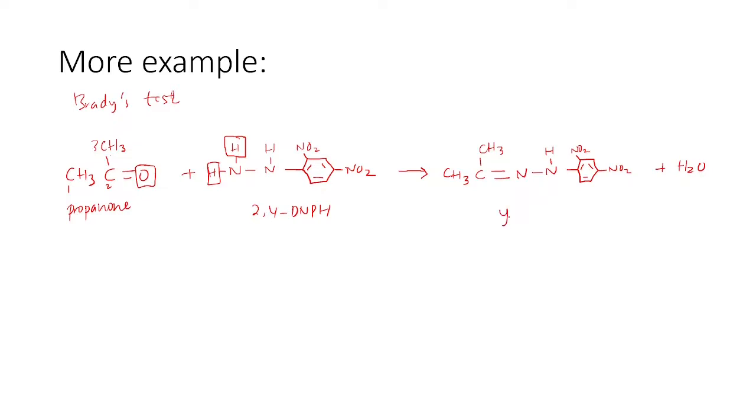And this product actually will give you yellow precipitate. So it means that the reaction is positive. When it forms the yellow precipitate, the reaction is positive. If no yellow precipitate is formed, it means that it is not having any carbonyl group in the compound.